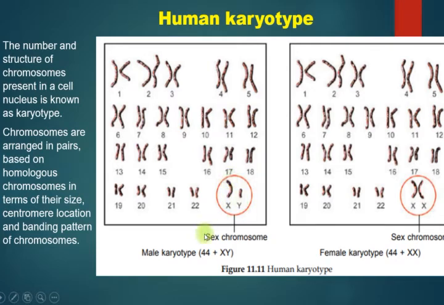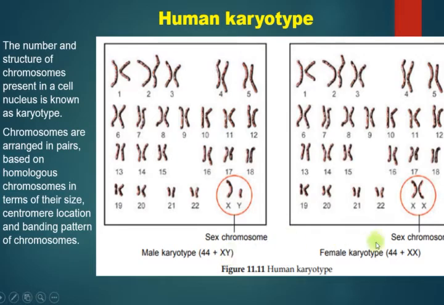So this is the male karyotype. How do we know that this is a male karyotype? Because the sex chromosome consists of a Y chromosome. So you have to remember the male karyotype consists of 44 autosomes plus XY. So this is referred to as the sex chromosome. 44 plus 2 sex chromosomes equals 46 chromosomes.